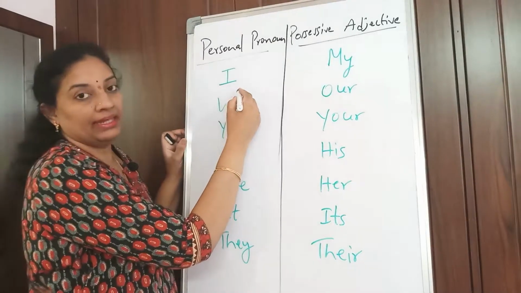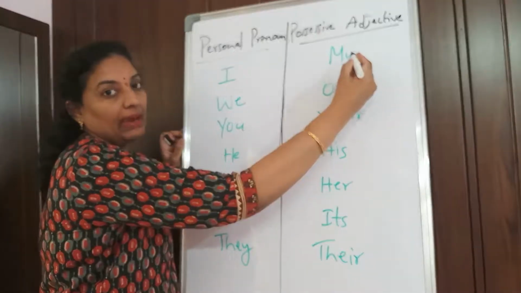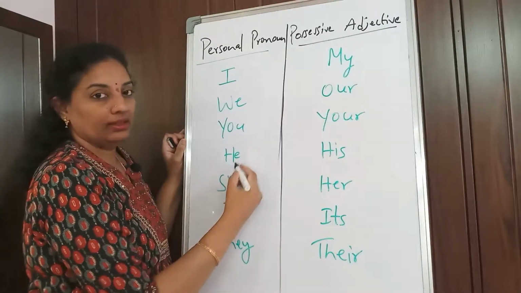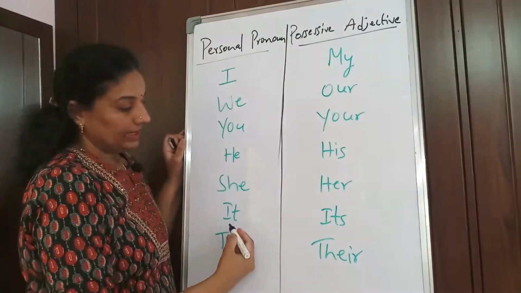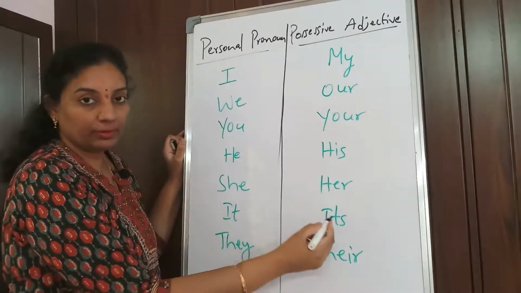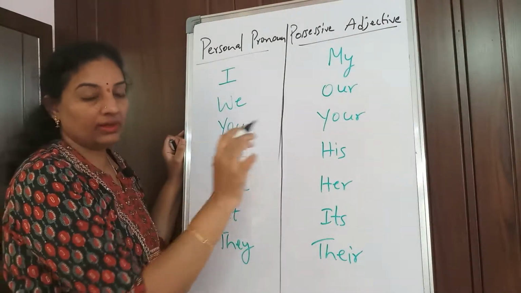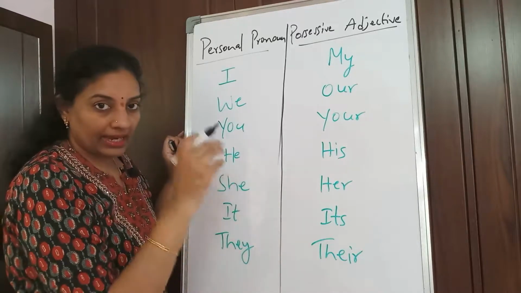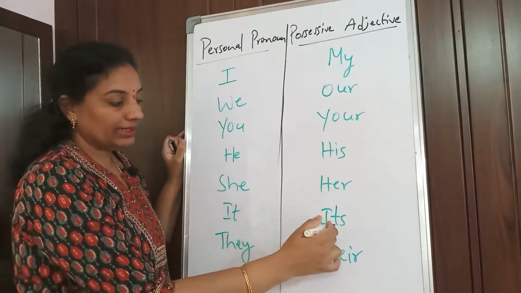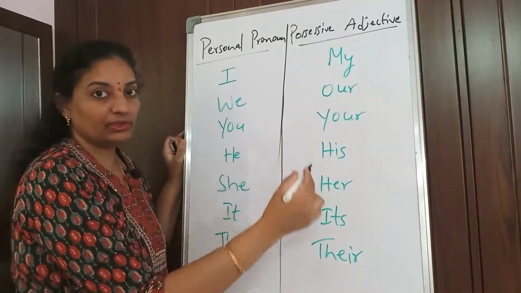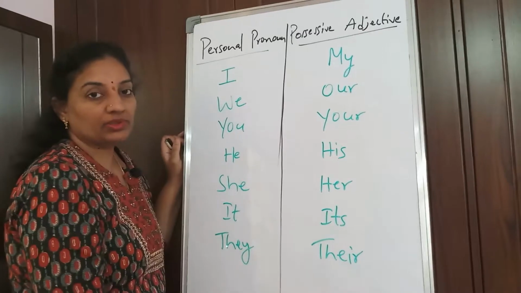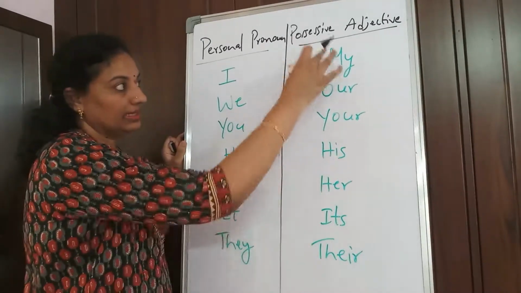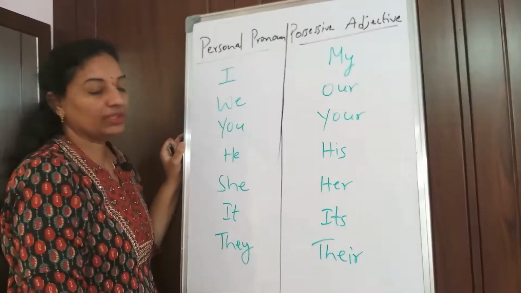First one, I. Its possessive adjective is my. We, our. You, your. He, his. She, her. It, its. Its doesn't have an apostrophe. With an apostrophe, it is not a possessive adjective. It is a contraction. It can mean it is or it has or it was. But not its as possessive adjective. The possessive adjective form of it doesn't have an apostrophe. Am I clear? They, their. These are the seven possessive adjectives for seven personal pronouns.